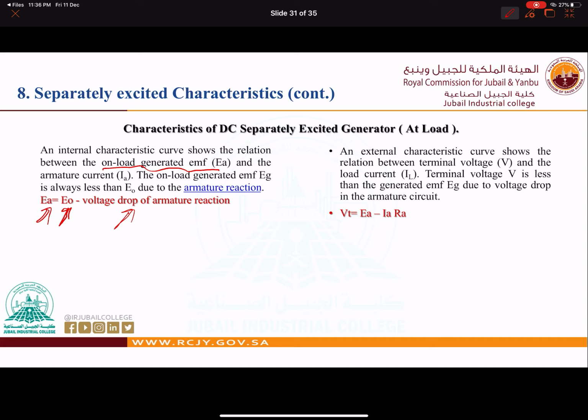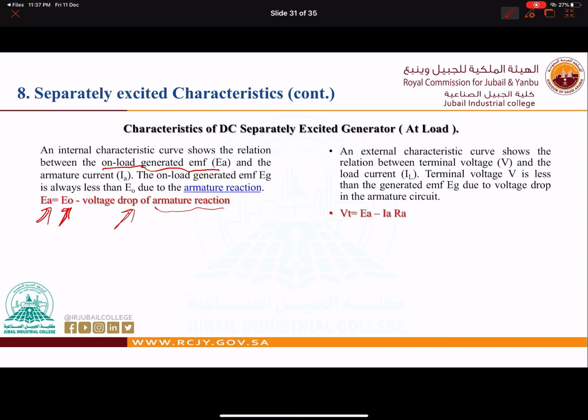The armature reaction is going to be there if we have a load. If we have a load, we will have an armature reaction because of the current. This is very important, guys. So E node is bigger than EA, right? So EA is equal to E node minus the voltage drop of the armature reaction. Then we have the generated voltage.